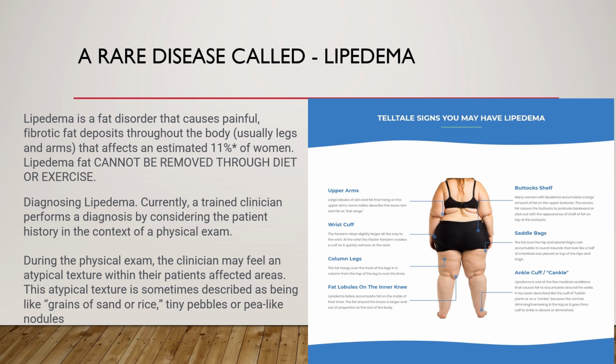In this image you will see the upper arm, the wrist cuff, the buttocks shelf, saddle bags, ankle cuffs, fat lobules on the inner knee, column legs. All these are the signs of lipedema. If you have these signs, you would always need to go to the doctor to understand if you have this condition.